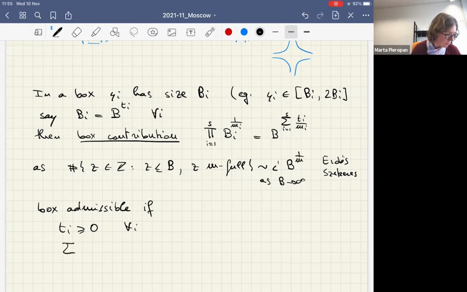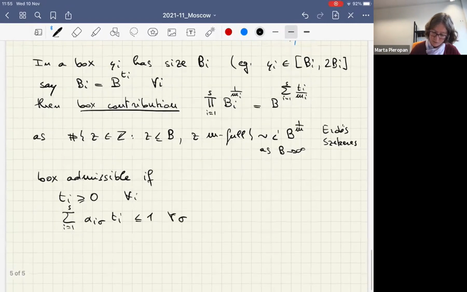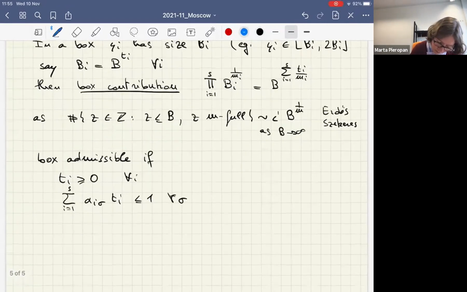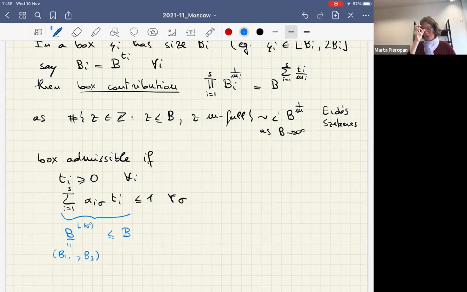So we want to have that the sum of this alpha_i(sigma) t_i is at most 1 for every sigma. Why do we want this? This comes from the fact that we want our bound, say b_1 up to b_s, to the L of sigma to be at most b, the bound.